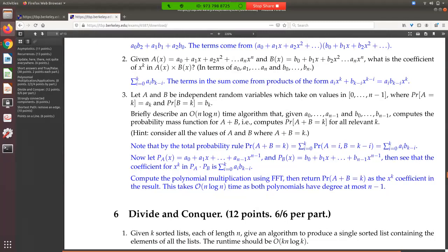I think it does matter that they're in that order, because you do want to multiply the probability that a is 0 by the probability that b is k, and not the probability that b is n minus k.